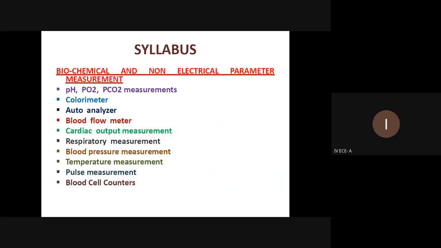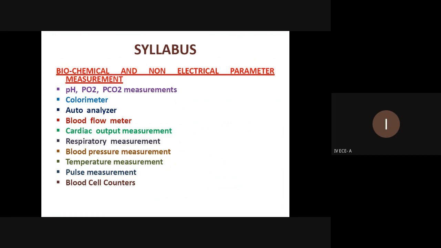That is pH, PO2, then PCO2 measurement, calorimeter, then auto analyzer, blood flow meter, cardiac output measurement, respiratory measurement, blood pressure measurement, temperature measurement, then pulse measurement, then blood cell counters.